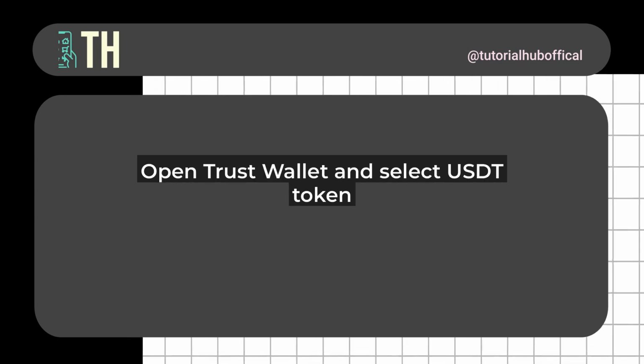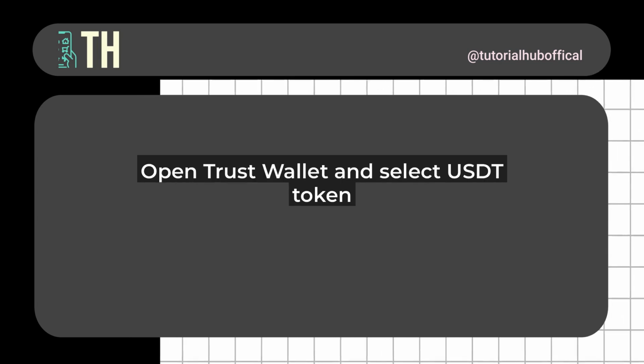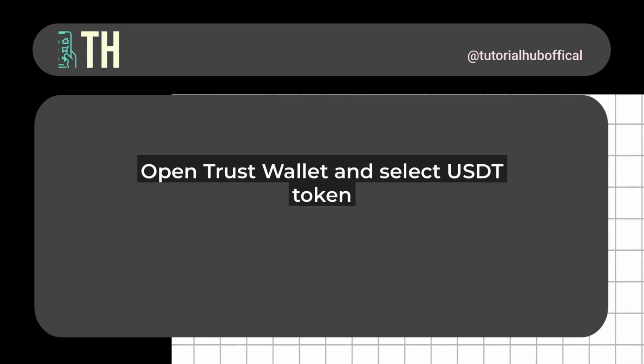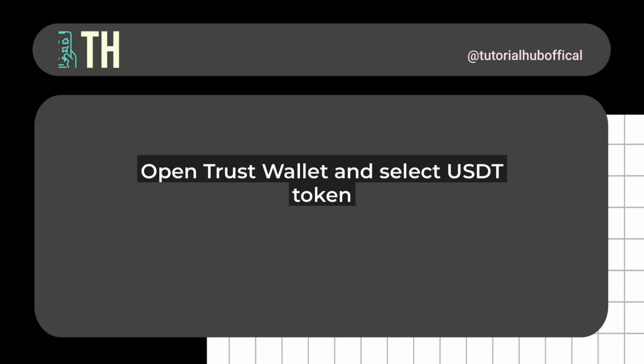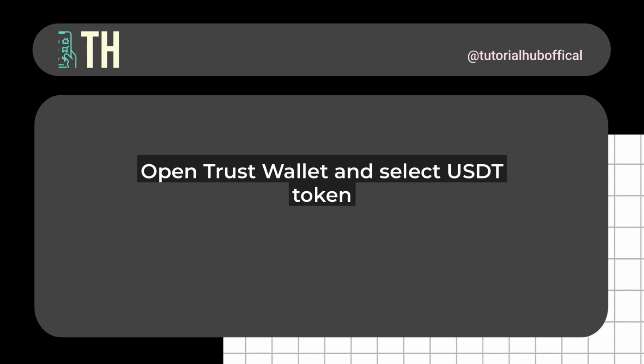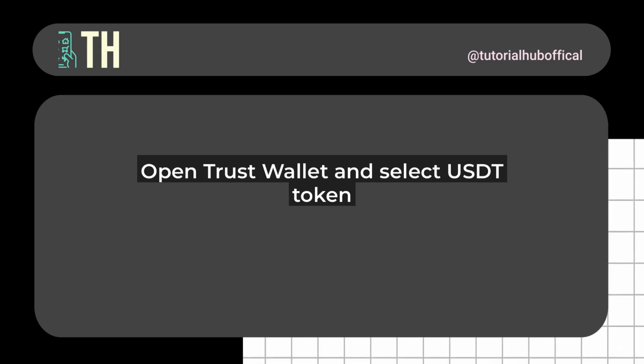Open your Trust Wallet app and navigate to the USDT token in your wallet. If you don't see it, you might need to add it manually by searching for USDT on the BEP20 or ERC20 network. Crypto.com typically supports these.